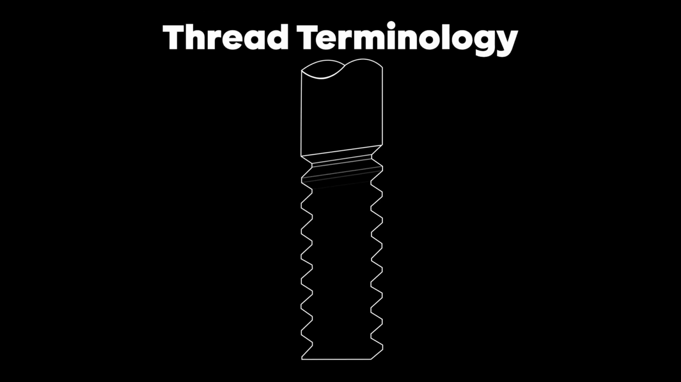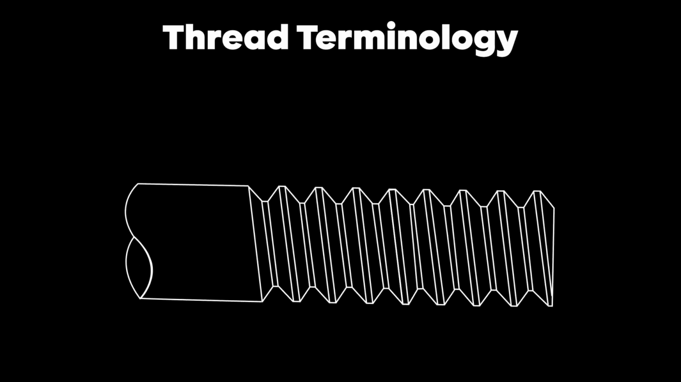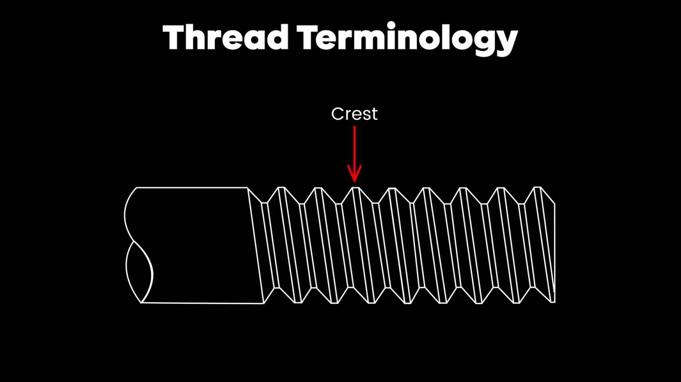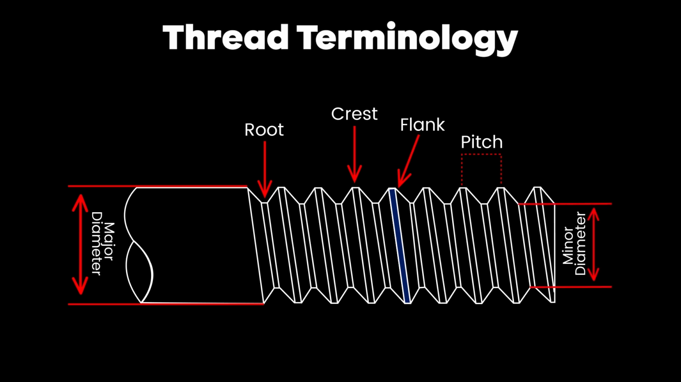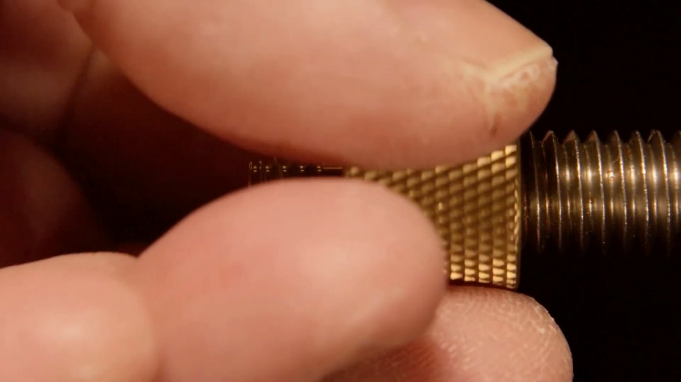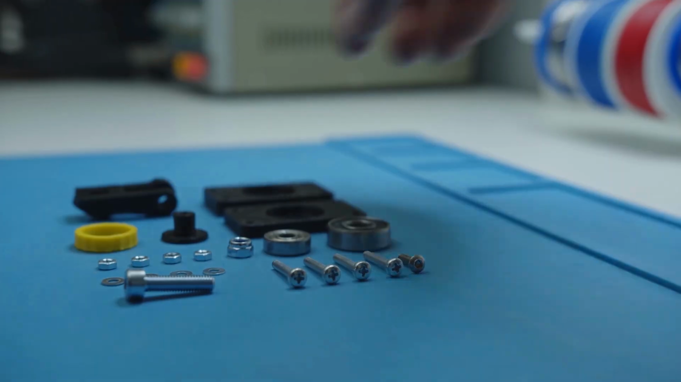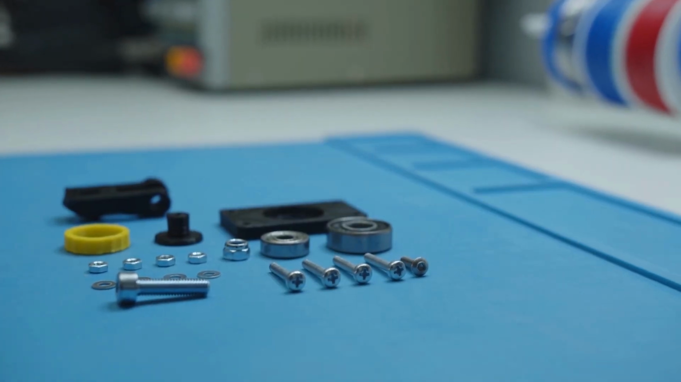Thread terminology. Let's understand what a thread is. Crest, the top of the thread ridge. Root, the bottom of the groove. Flank, the angled surface between crest and root. Pitch, the distance between thread peaks. Major and minor diameters, the outer and inner limits of the thread. These features determine how well a thread fits and functions in your assemblies and fasteners.